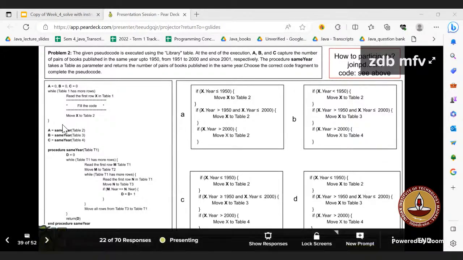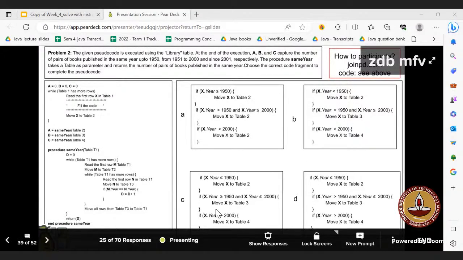Basically, this first for loop is for binning. A is table 2, B is table 3 and C is table 4. Table 2 should be holding up to 1950, that means less than or equal to 1950. Then greater than 1950 and less than or equal to 2000 should be a different table, table 3. And greater than 2000 should be table 4. That thing you should do. So option B is correct.